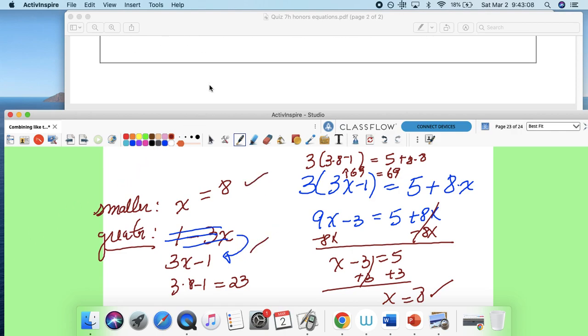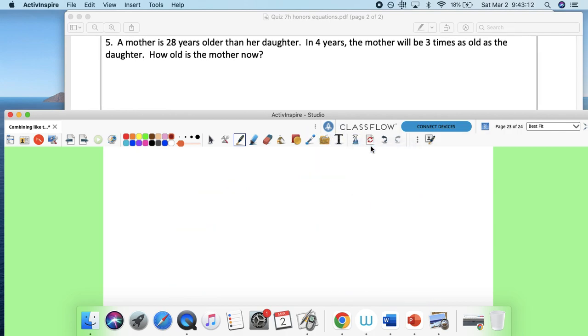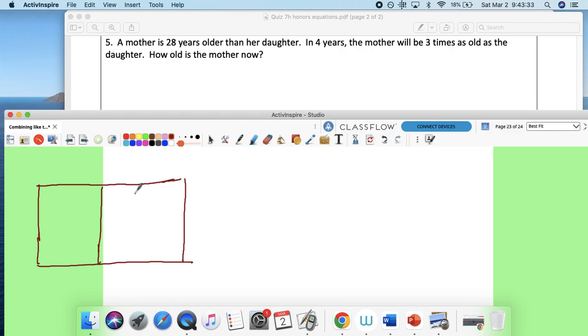5. Now this one is the question that we did, was it yesterday? Age problems, where we have to set up a table. You don't have to. I highly suggest you do it for the first few problems so you can organize your information.